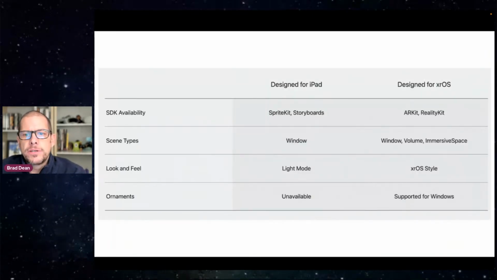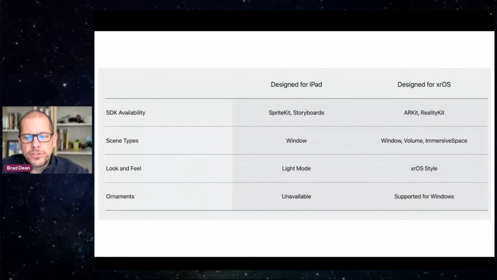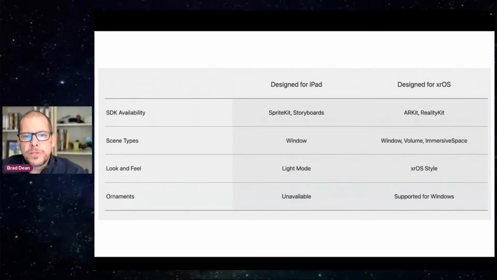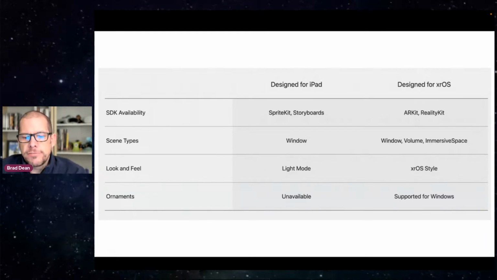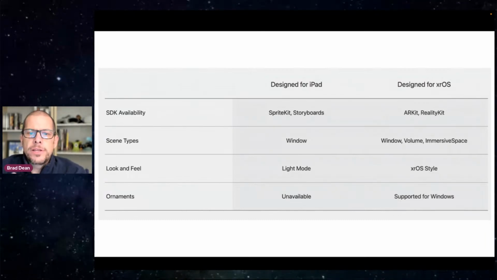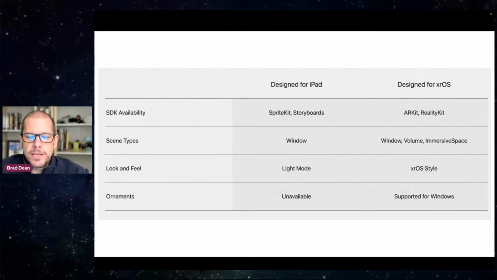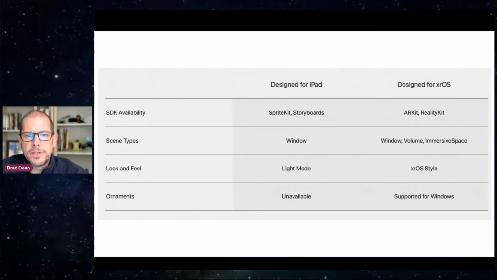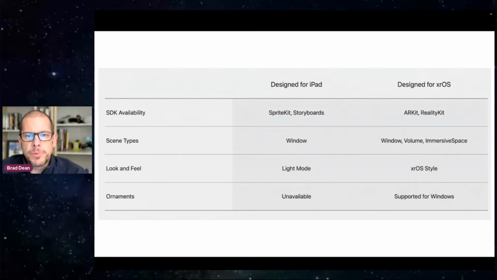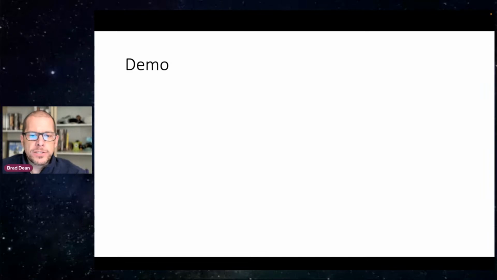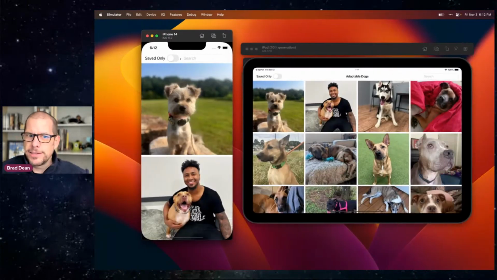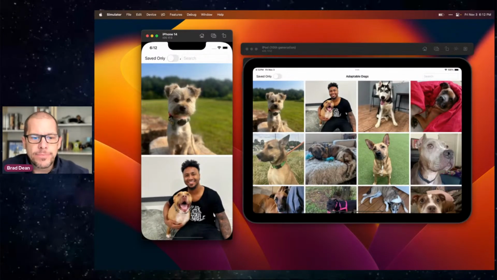There are some trade-offs. Designing for visionOS, what they used to call XROS, gives you the access to all the new SDKs. It gives you the new look and feel. Designing for iPad, you're limited to just the light mode variant. You don't get any of the new SDKs. You can't do volume and immersive space, but you can continue using the old storyboards and all the things you're familiar with. Okay, so let's do a demo. I'll show the existing app. And like I said, it is very dog heavy.